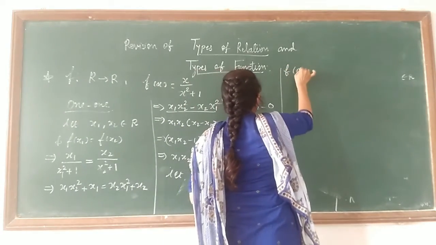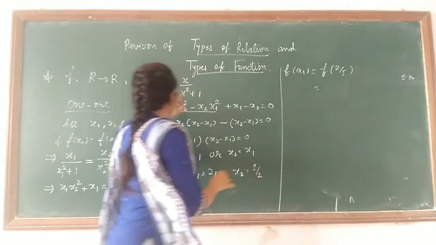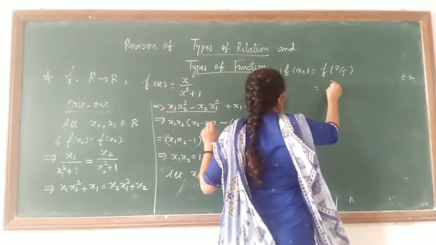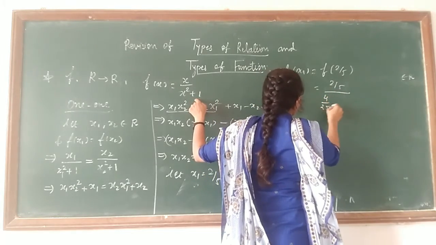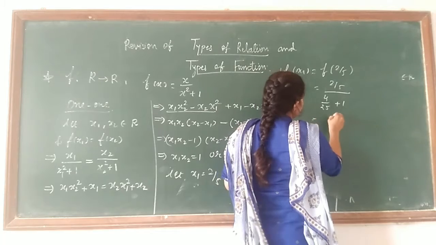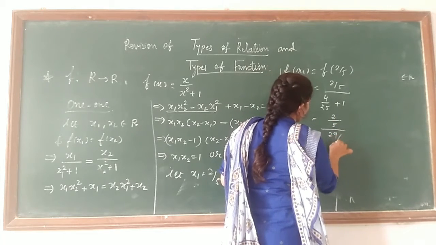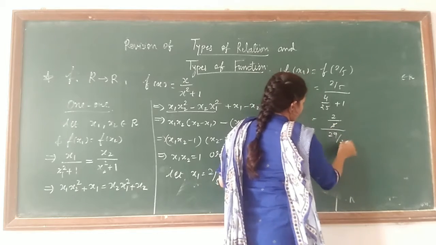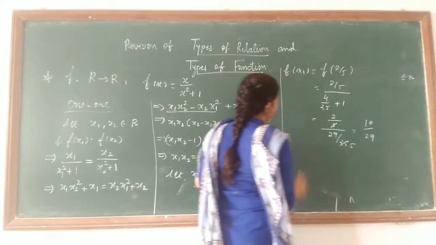So f of x1, that is f of 2 by 5. Let me apply here 2 by 5. So 2 by 5 upon (2 by 5) square, that is 4 by 25, plus 1, which equals 2 by 5 upon (4 plus 25) by 25, that is 29 by 25. That gives 10 by 29.